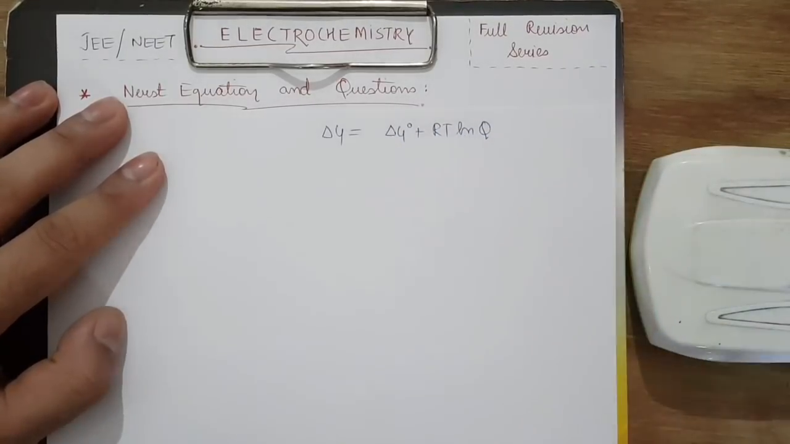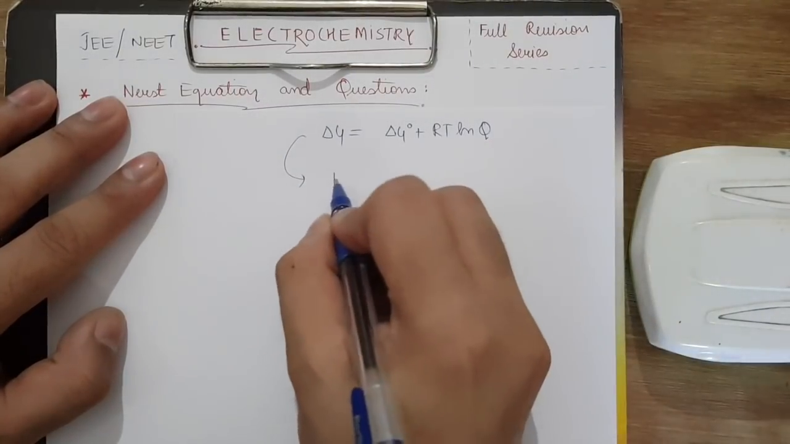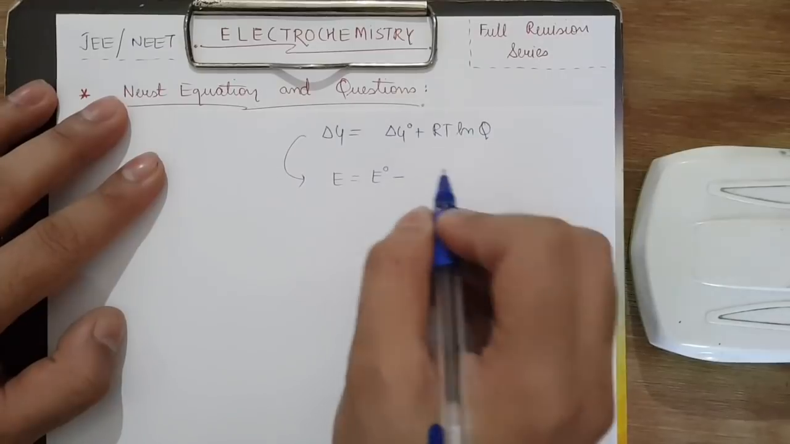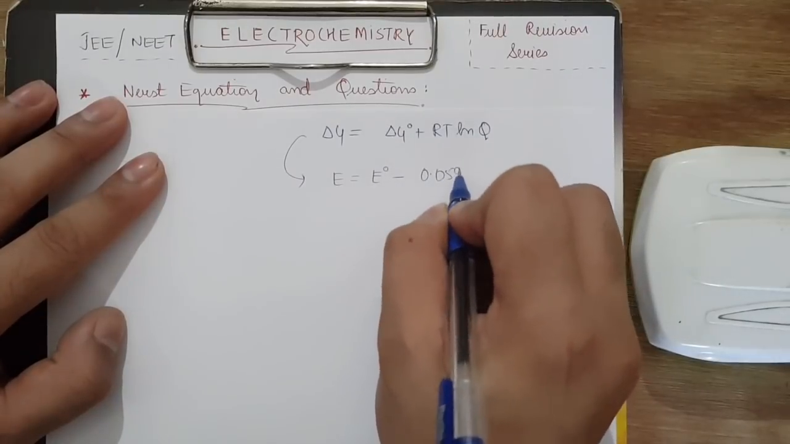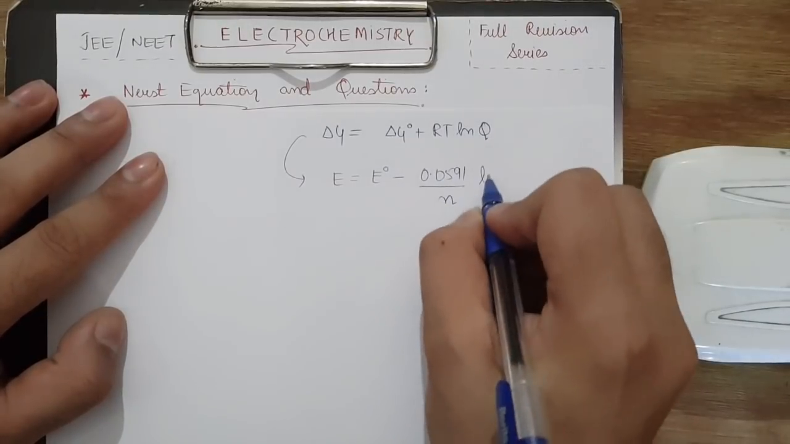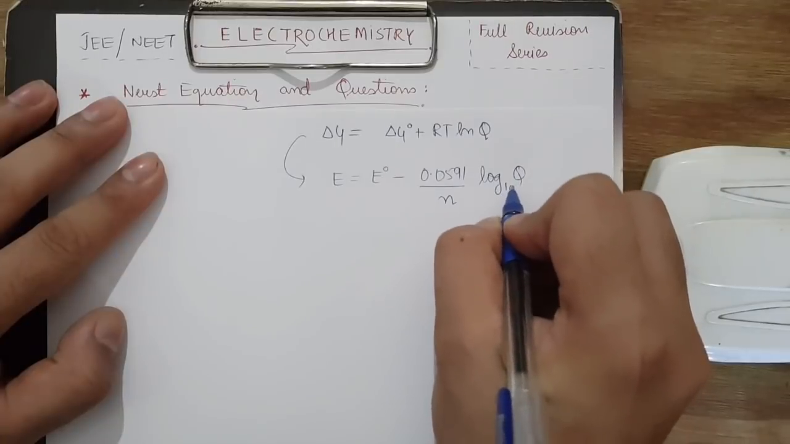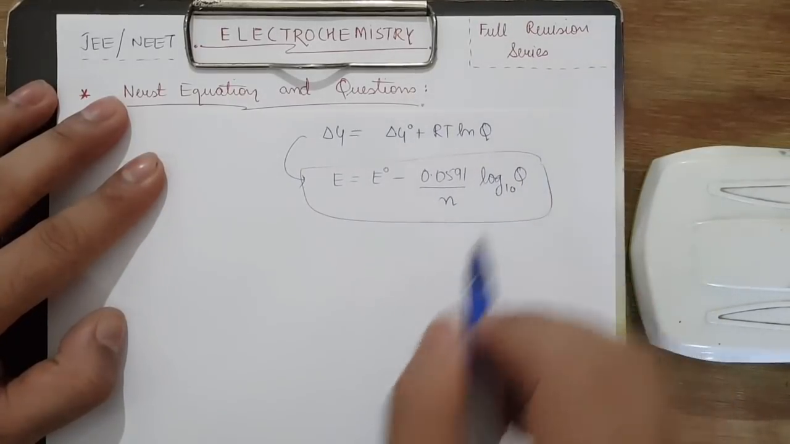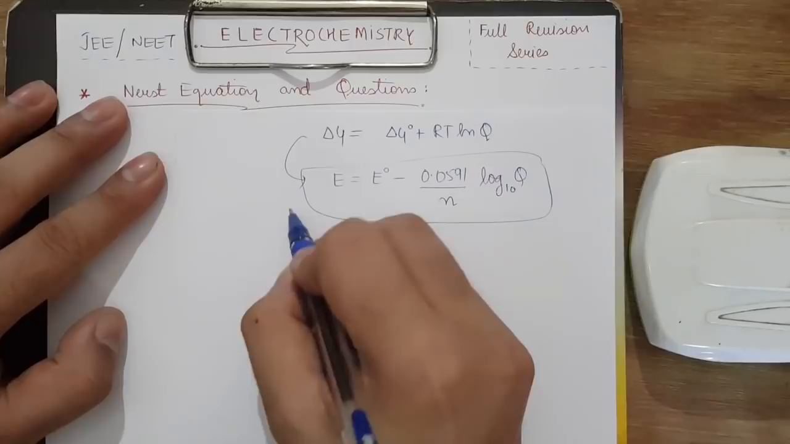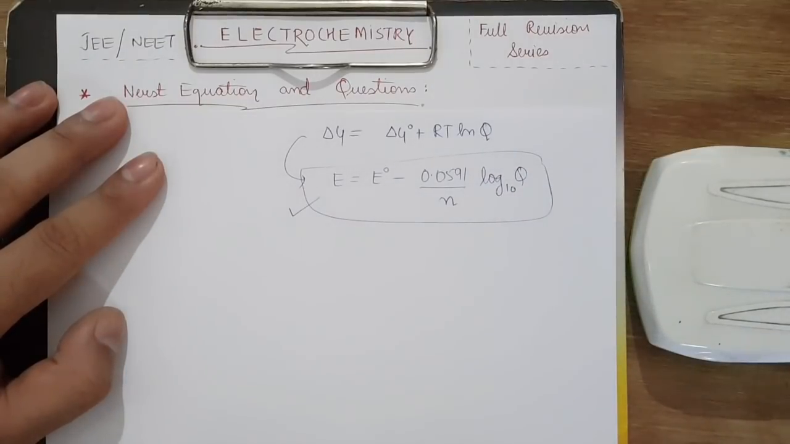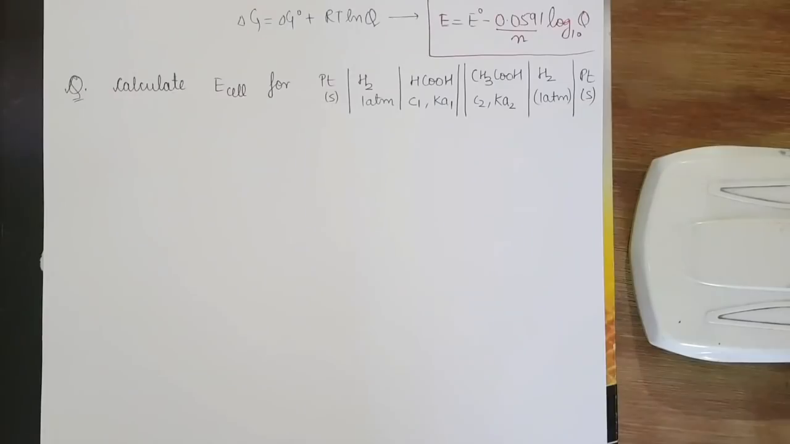Further, whenever the Nernst equation comes out, it is written as E is equal to E naught minus 0.0591 upon n log of Q to the base 10, where Q is the reaction quotient. I shall be using this in the particular question which is going to be discussed, so make sure you try to understand it very well.